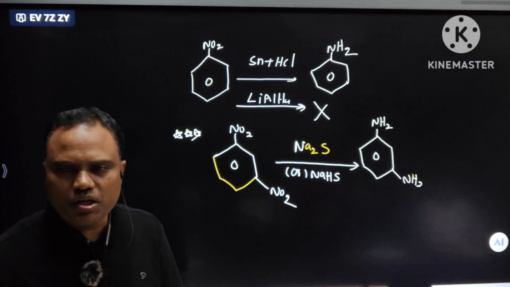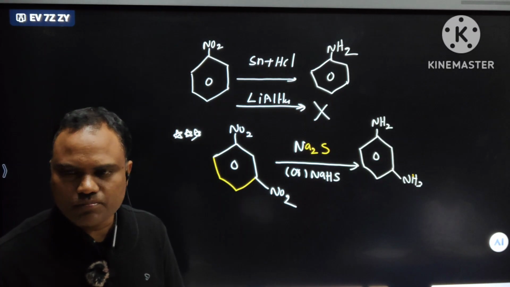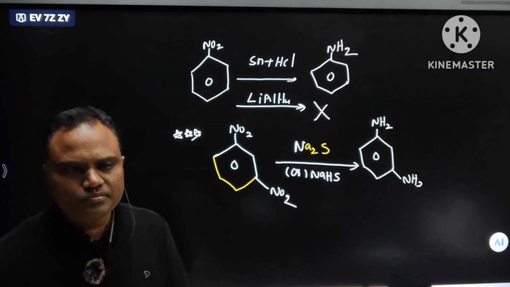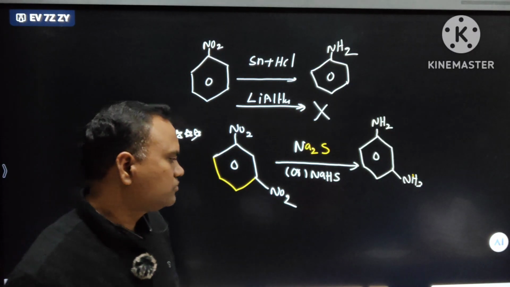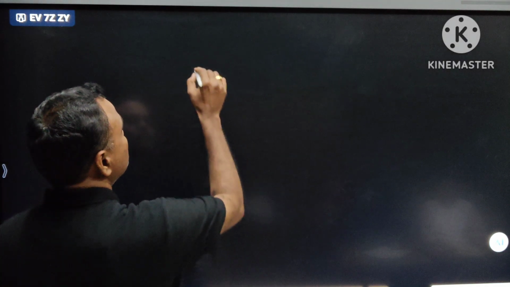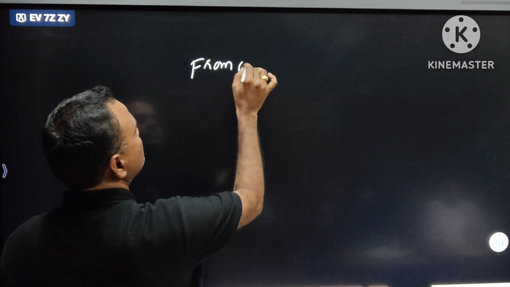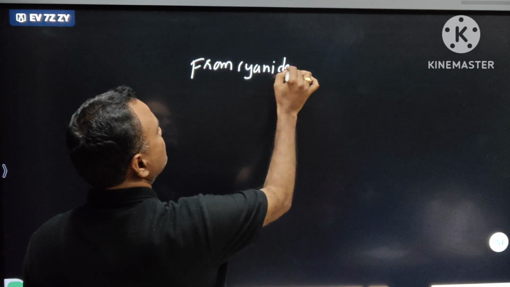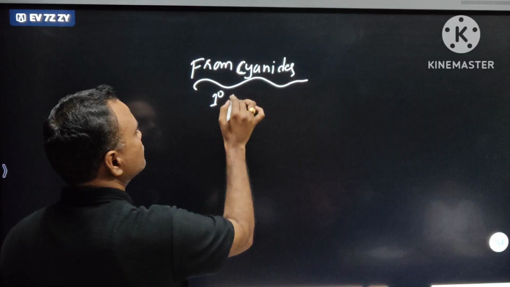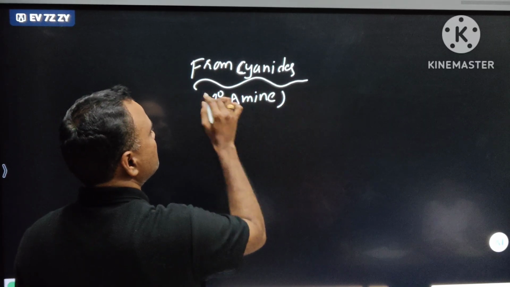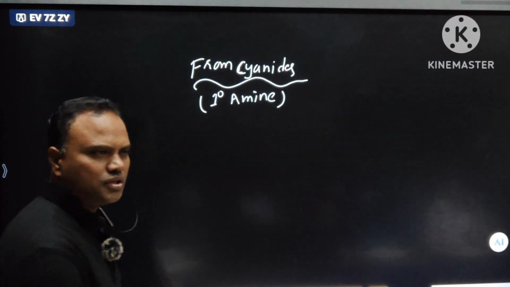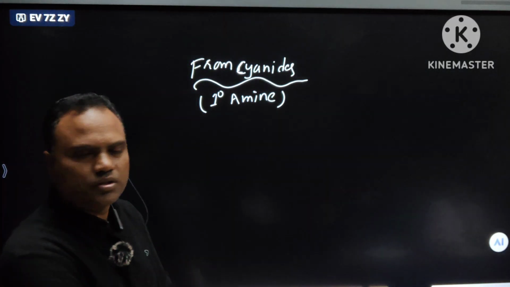From which compounds have we prepared amines? Nitro compounds. Next, from cyanides. Every time we are preparing only primary amines. Wait for the secondary amine preparation method.